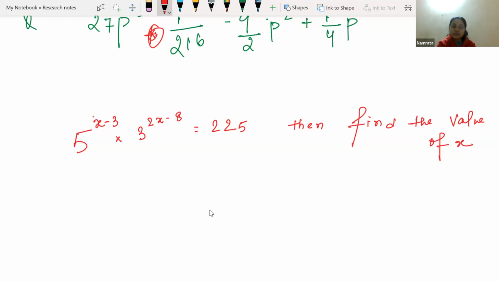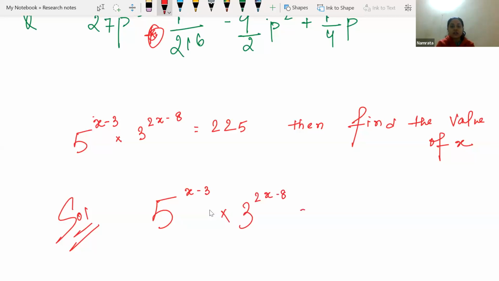Okay, so let's do it. Whenever we are having such an equation, we have to compare both sides and take out the value of the unknown. Here the unknown is x. So we write 5 to the power x minus 3 into 3 to the power 2x minus 8. On the other side also we will do the same thing. We will try to factorize this number 225 into exponents. So let's do the factorization.